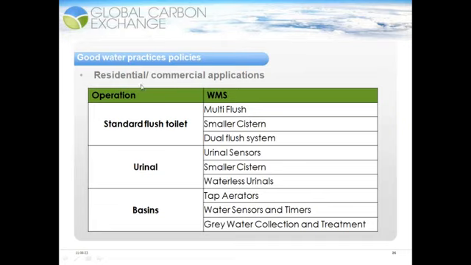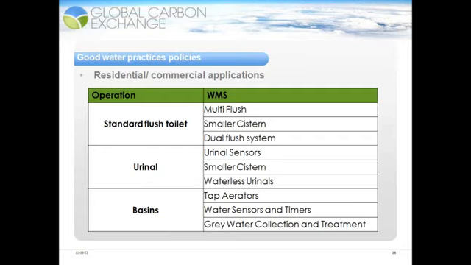Looking at the basins, or the taps, look at installing tap aerators. Aerators reduce the flow rate of the water coming out of the faucet and therefore reduce the amount of water actually used. It does this by introducing an airstream to the water, so it still feels like you have the same flow rate. However, it is reduced on a normal faucet from 15 liters per minute to often 6 liters per minute. So that's a major saving.